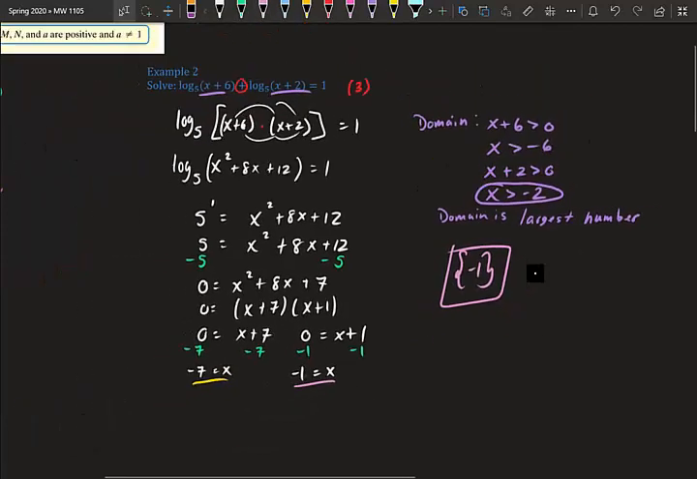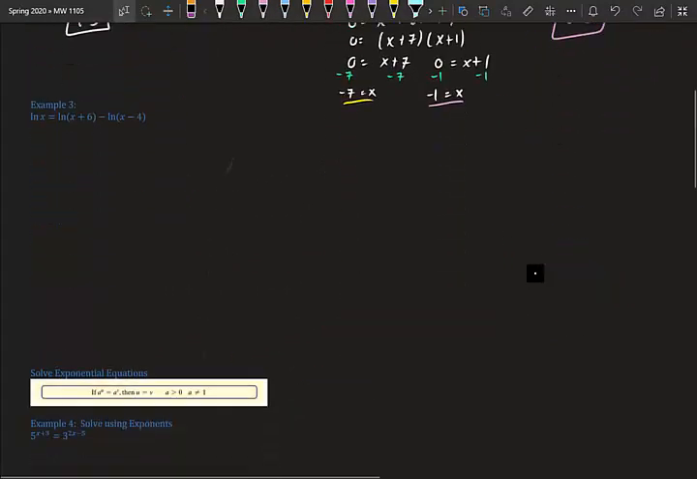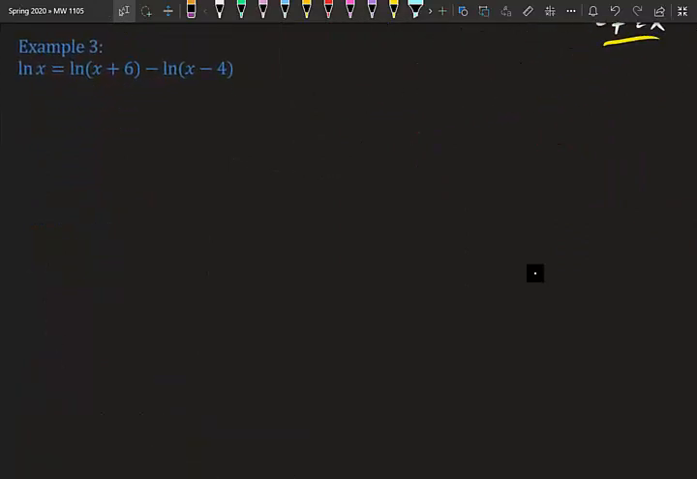All right. Example 3. So again, anytime we have multiple logarithms, we want to try our best to make it one logarithm. We're combining like terms, as we say. So if we look at the left side, I can't do anything there. But on the right side, I actually can combine them because they're minusing. So because they're minusing, we can actually divide them. So we'll have ln of x plus 6 over x minus 4. My bad, ln x. Forgot that x. Let me rewrite that.